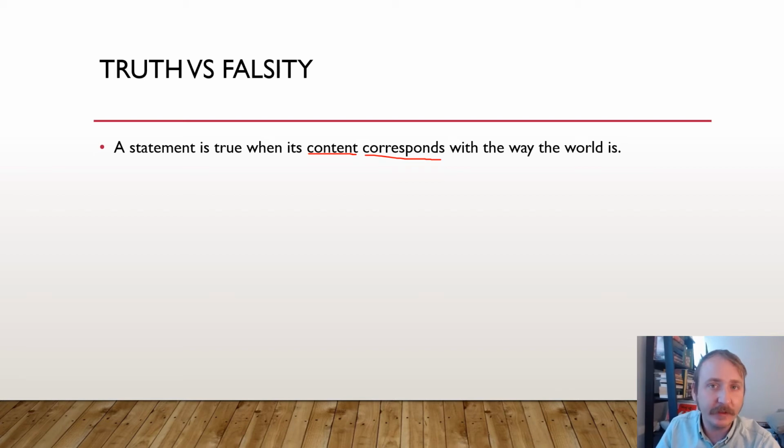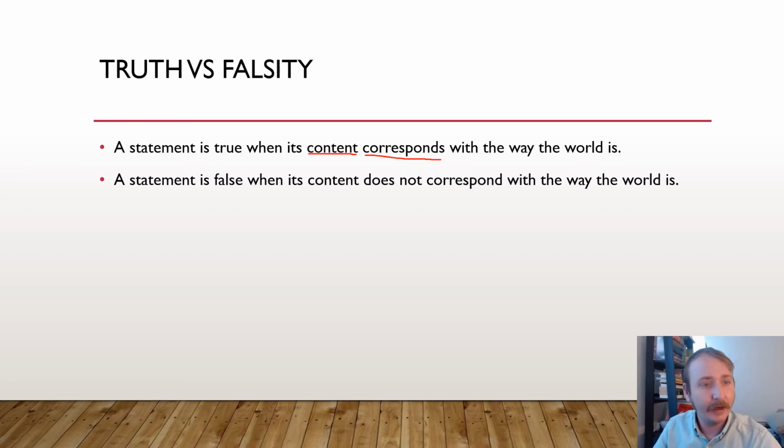According to this theory of truth, the correspondence theory of truth, the statement is true just when it corresponds with the way the world really is, irrespective of what anybody believes and the evidence anybody has. And then conversely, a statement is false when its content does not correspond with the way the world is. So it doesn't depend on justification, doesn't depend on what people believe.